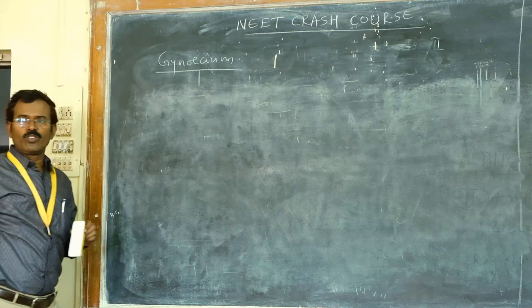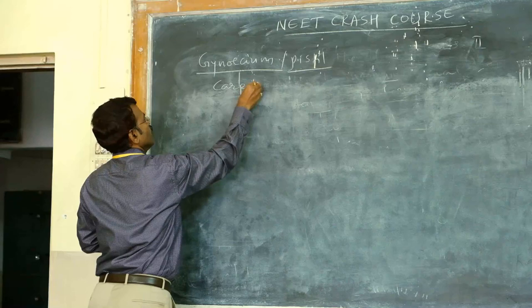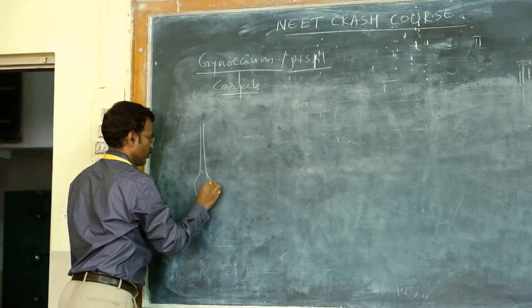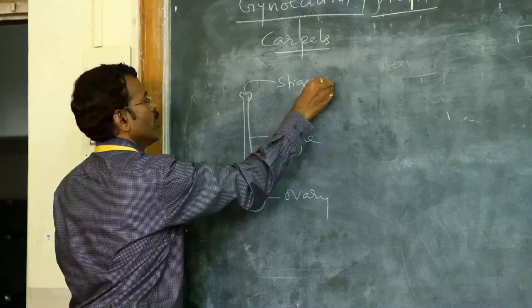Gynoecium, that is the innermost whorl, female reproductive whorl, it is also known as pistil. It is made up of mainly carpels. Each carpel is differentiated into ovary, style, stigma.